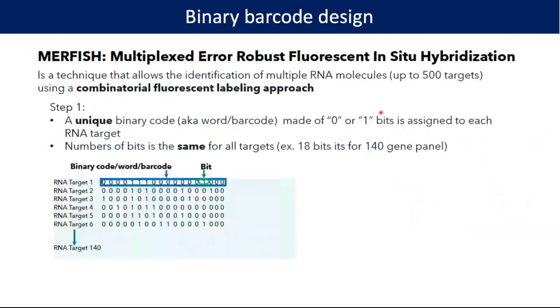And I want to go a little bit more into the barcode design because I think it's essential for MERFISH. So up front, if you design a panel for the MERFISH experiment, each RNA target has to have a unique binary barcode. This unique binary barcode is made up of zeros and ones, and then is assigned to an individual RNA target. So this here, for example, are up to 140 targets, and each of the targets would have a different binary barcode, right? And the number of bits within these barcodes is always going to be the same for one codebook. So for example, for a 140 gene panel, those would be 16, 17, 18 bits.